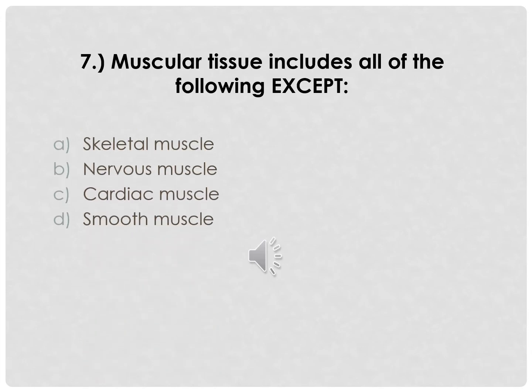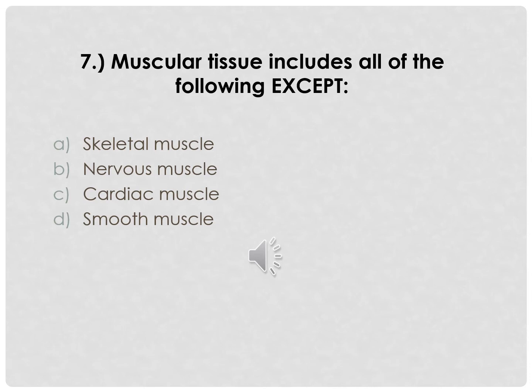Muscular tissue includes all of the following except skeletal muscle, nervous muscle, cardiac muscle, or smooth muscle. So the three types of muscle in the body are skeletal muscle, which allows you to move, cardiac muscle, which allows your heart to beat, and smooth muscle, which propels food through the GI tract, as well as causes your bronchioles and blood vessels to constrict and dilate.